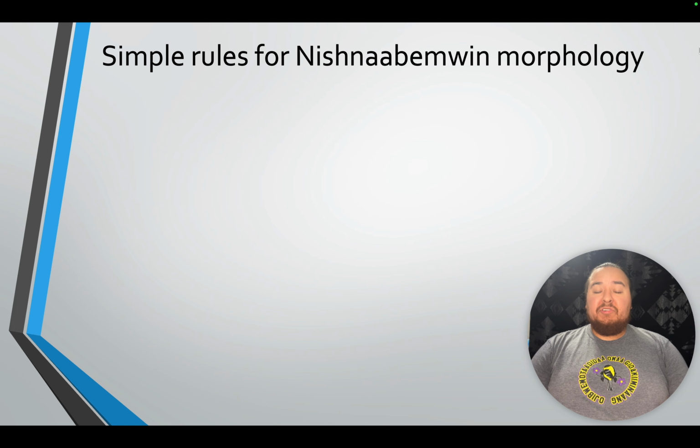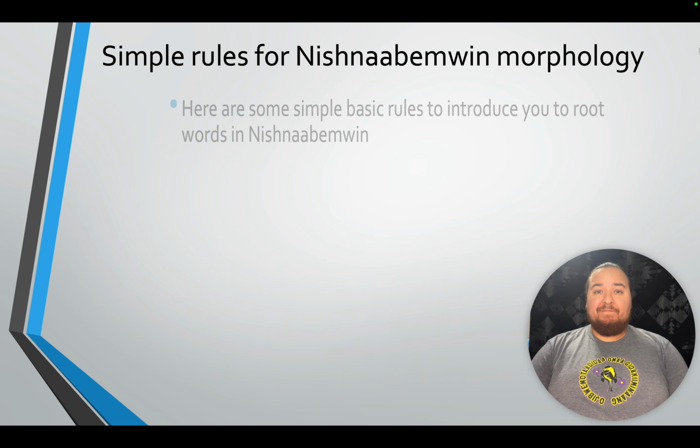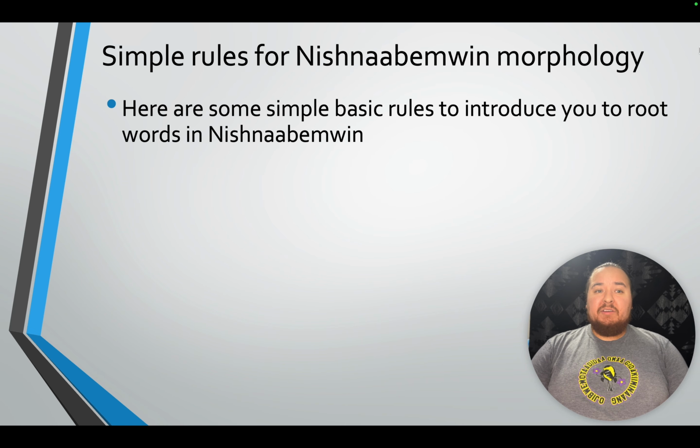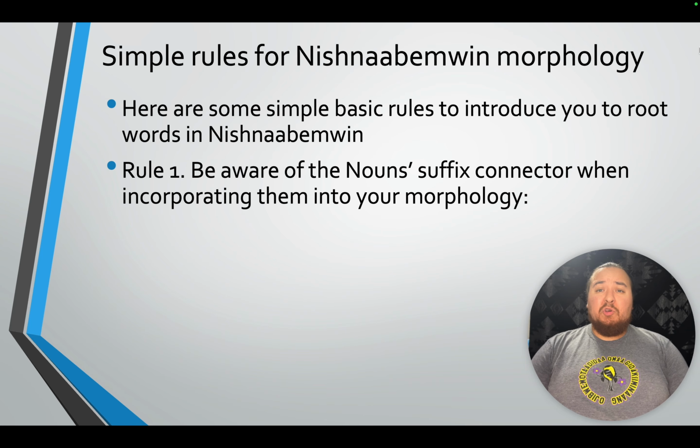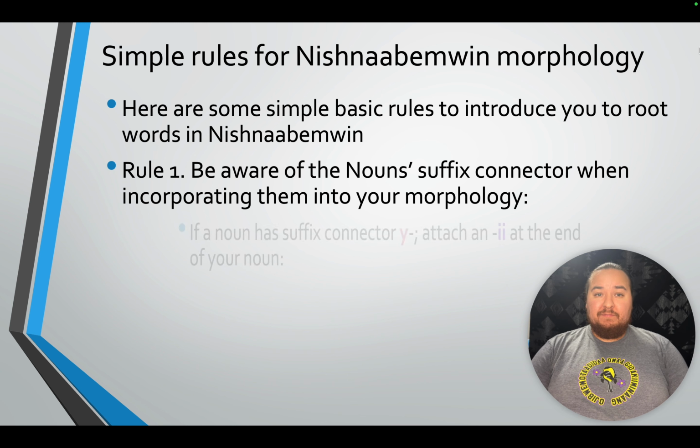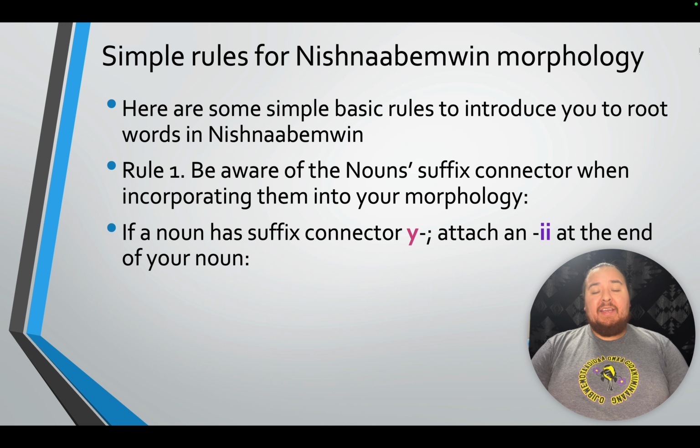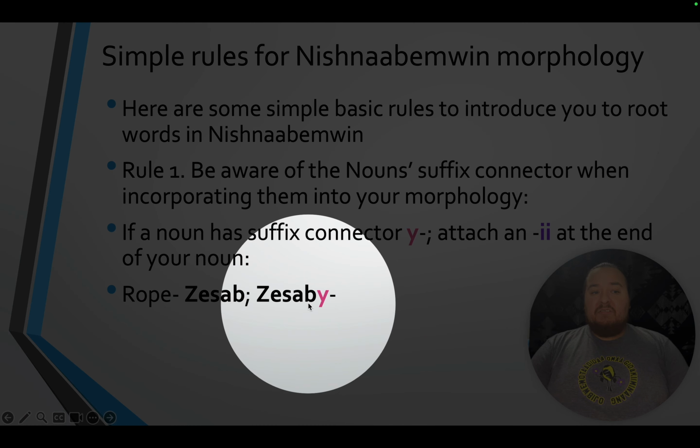So simple rules for Nishnaabemwin morphology. So here are some basic rules to introduce you to root words in Nishnaabemwin. So rule number 1, be aware of the noun suffix connector when incorporating them into your morphology. So if your noun has the Y suffix connector, replace the Y with an II at the end of your noun. So for example, zesab has a suffix connector Y as indicated right here.